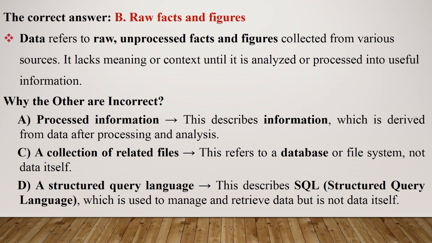Why the other options are incorrect. For example, option A, processed information. This describes information. It is not data. That means this information is processed. By the definition, data is raw facts or unprocessed, but this is processed information. That means processed data is not data. So this option is false because it is processed information, not data. Because the question is what is data?